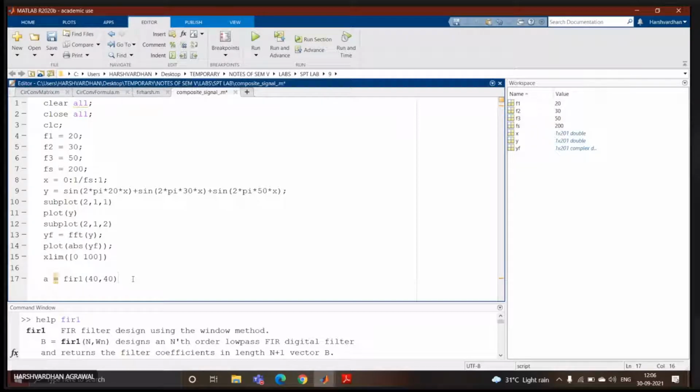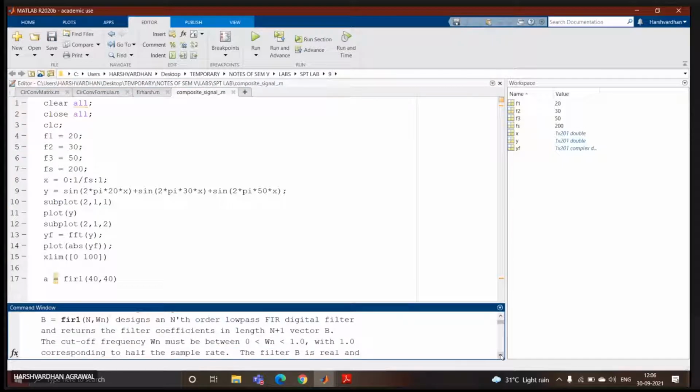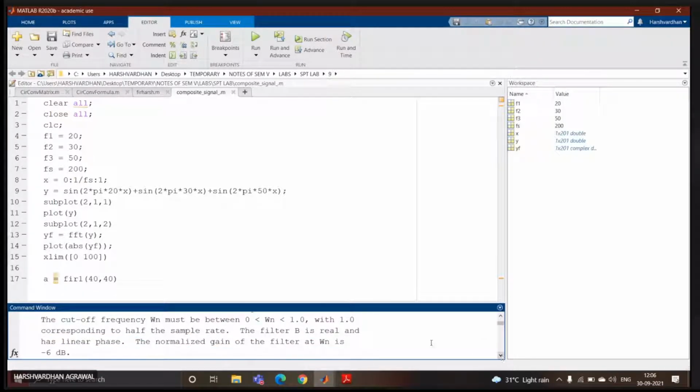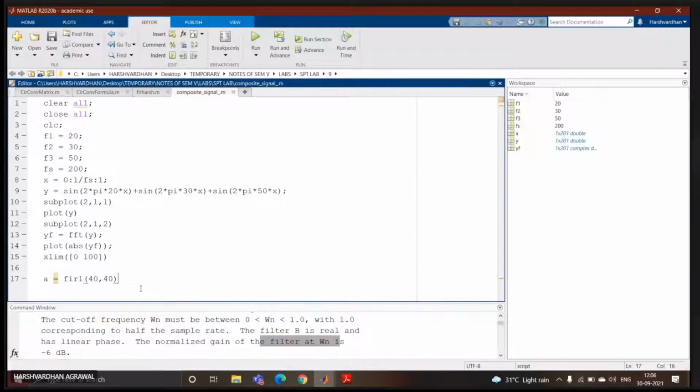What is WN? Sir, here WN is the cutoff frequency, so I took the cutoff as 40. Cutoff frequency? Or is it the normalized cutoff frequency? It must be the normalized cutoff frequency. Yes, it's normalized. Normalized cutoff frequency means you have to mention your cutoff frequency divided by the sampling frequency. That will be the normalized one. Yes.